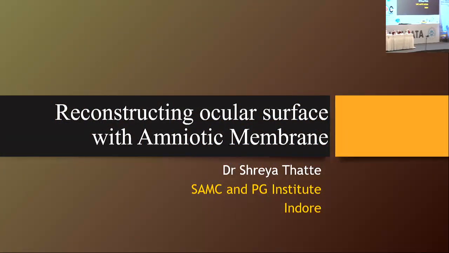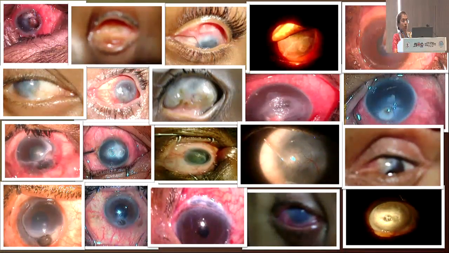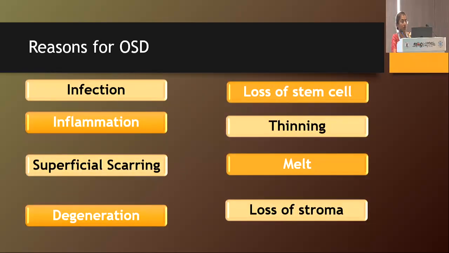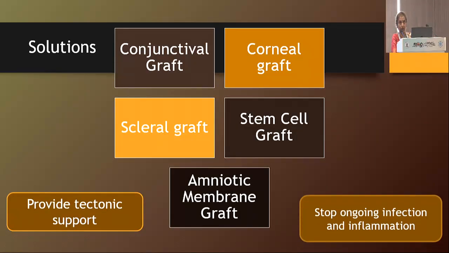Thank you, Paras. So I'm going to talk about reconstructing the ocular surface with amniotic membrane. I do not have any financial disclosure. We may come across various types of ocular surface disorders, and reasons are infection, inflammation, scarring, degeneration, loss of stem cell, thinning, melt and loss of stroma. And the solution for all these different types of ocular surface disorders are varieties of grafts like conjunctival, corneal, scleral, stem cell and amniotic membrane graft.